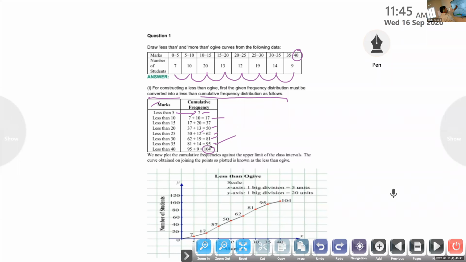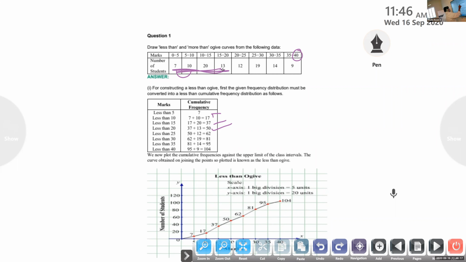For constructing less than ogive, first the given frequency distribution must be converted into less than cumulative frequency distribution. So we converted that into less than frequency distribution here. Less than 5, how many are there? We know it is 7. Less than 10, it is 17. Less than 15, it is 37. Less than 20, it is 50. We want to add all these numbers together.